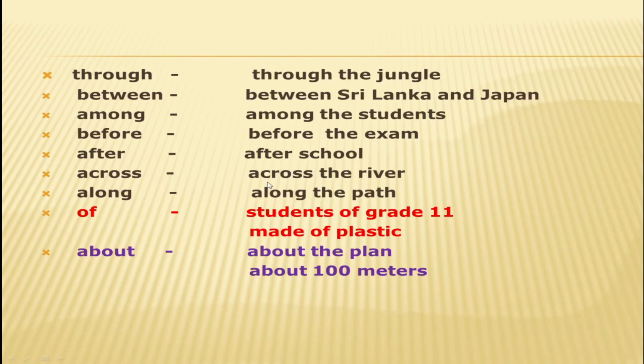Across. Across the river. So someone can swim across the river. Along the path. What is a path? Along. Next word is off.